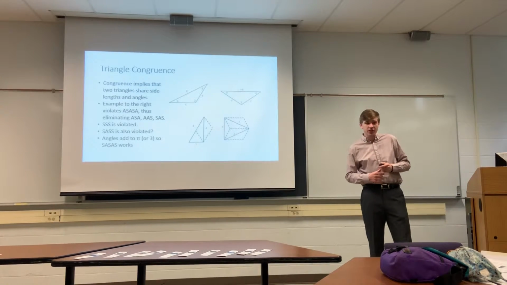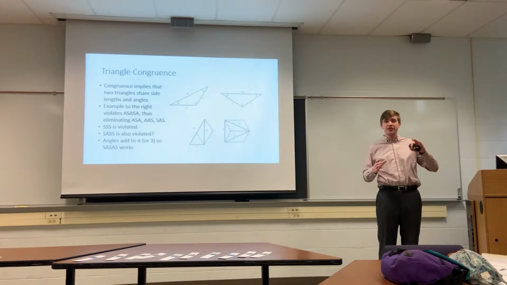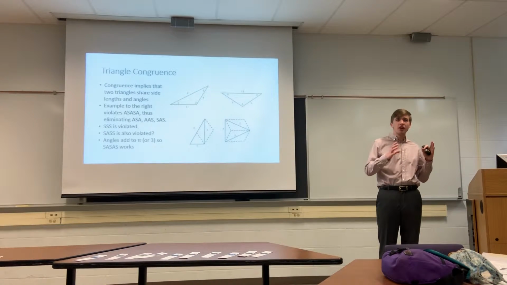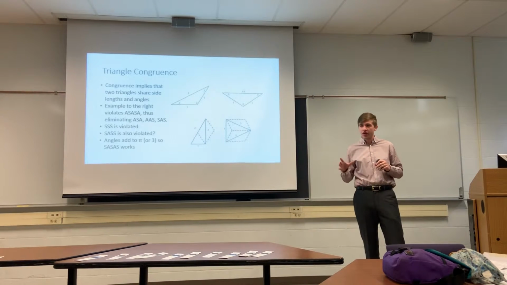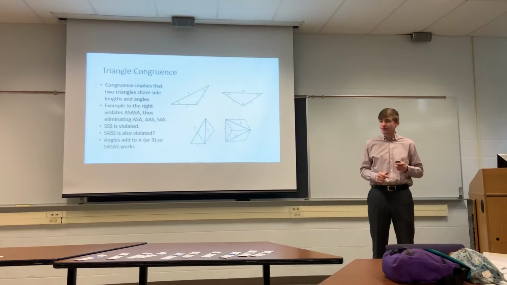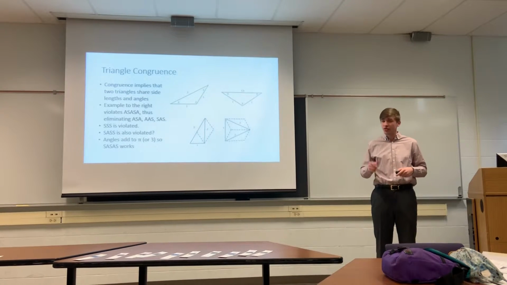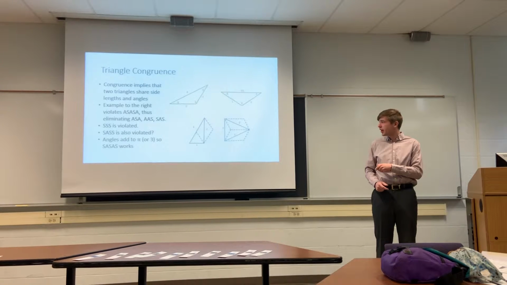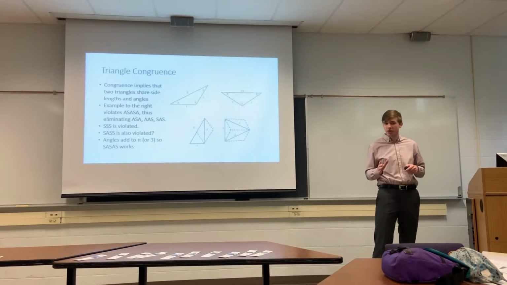Next thing we're going to talk about is triangle congruence. Congruence means that two shapes share all the same sides and all the same angles in a particular order. So in Euclidean metric, we have rules: angle, side, angle; angle, angle, side; and side, angle, side. But in this metric, that does not imply congruence.